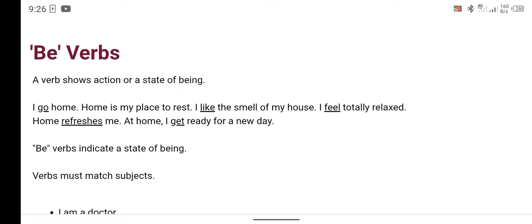Be verbs. Be verbs. It is the present of some things that's called be verb. A verb shows action or state of being.